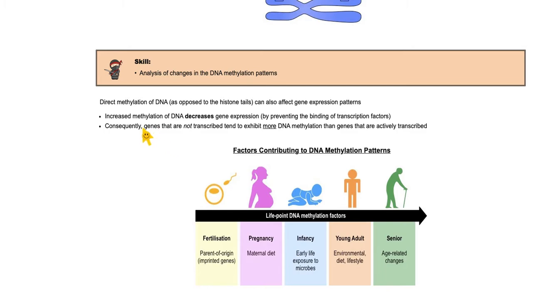So what actually happens when DNA is directly methylated is that it prevents the binding of transcription factors. So remember from before, we said that RNA polymerase needs to bind to transcription factors to properly synthesize an mRNA strand. So if the DNA is methylated, then that process is going to be inhibited.